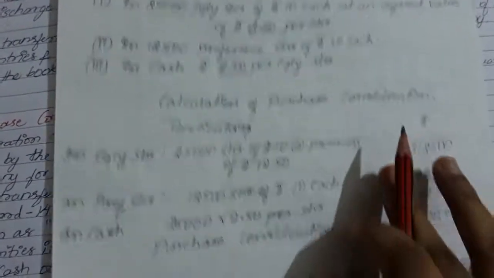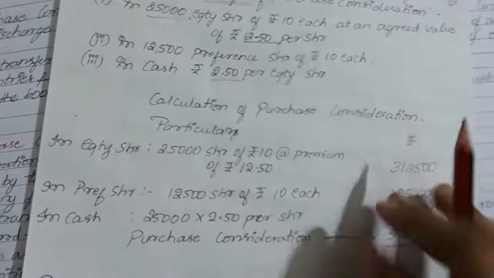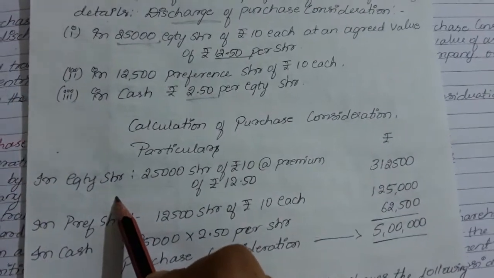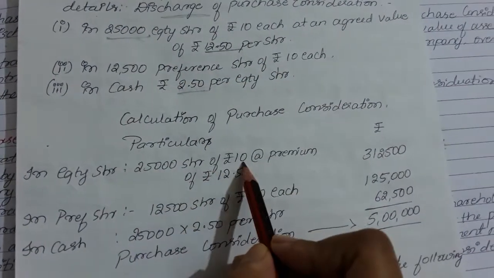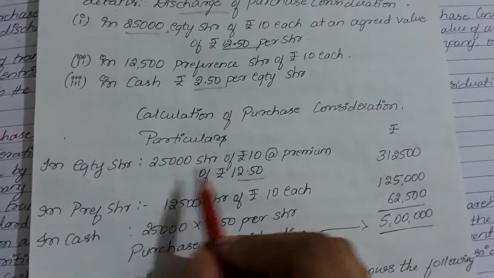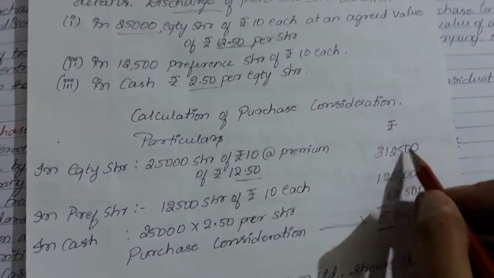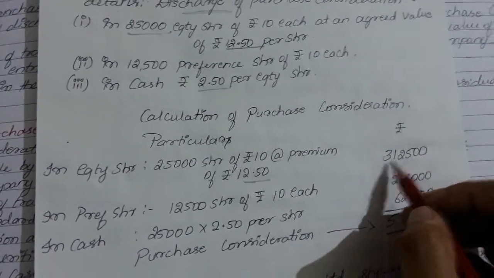Done. So let's calculate the purchase consideration. They are given the PC. Let's add all those things first. In the form of equity shares, what they are giving, 25,000 equity shares of rupees 10 each at a value of 12.50. That will be 25,000 into 12.50, which is 3,12,500. First we came to know this is the value of equity share.